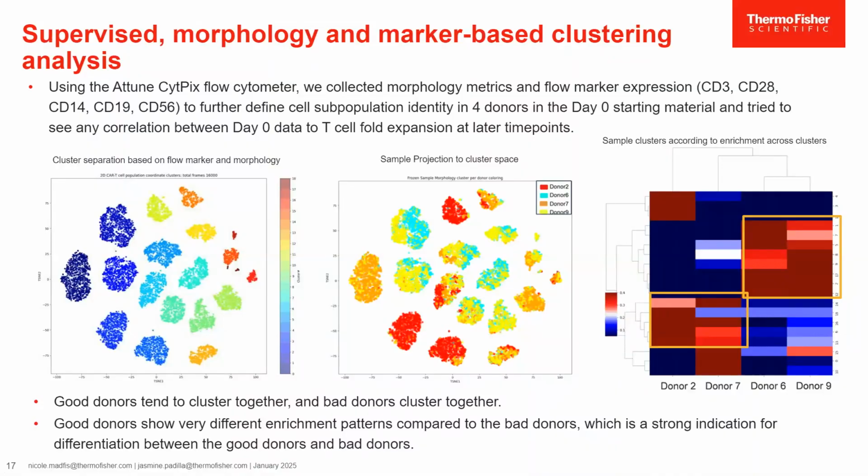Additionally, when we look at the enrichment across the clusters, on the right, we see that the best expanding donors, donor 6 and 9, show very different enrichment patterns than the worst expanding donors, donor 2 and 7, which is a strong indication for differentiation between donors with better versus worse expansion.